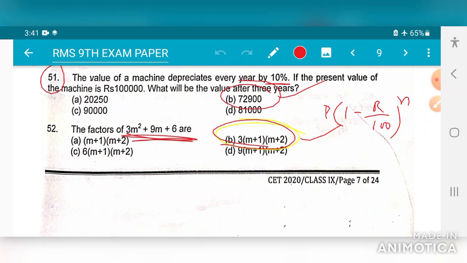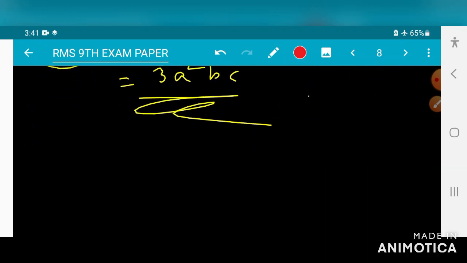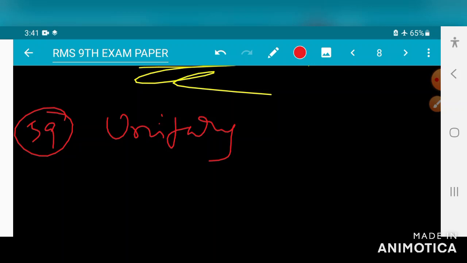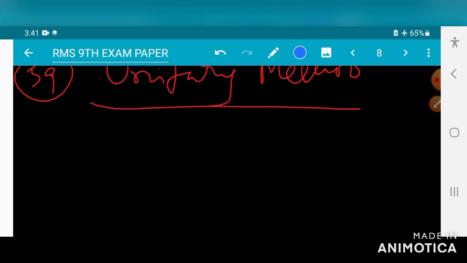See how I am doing. Which question do we have to do? 15. See 15. How to do it? What is the unitary method? I am first explaining the unitary method, then we go for the solution. How to do the unitary method? Suppose the cost of 10 pence is equal to 5 rupees.